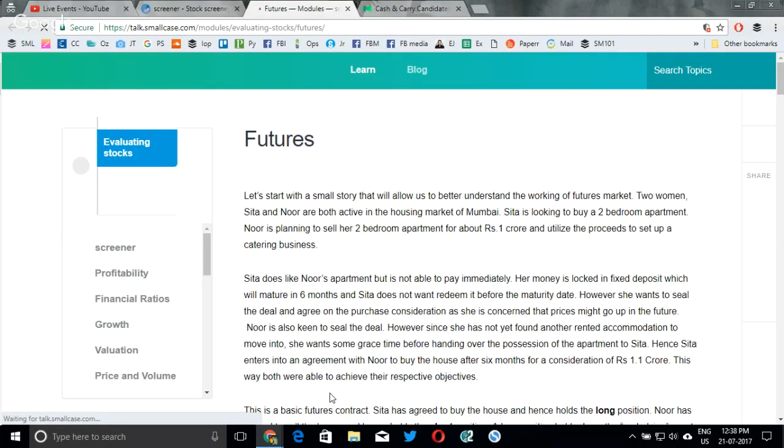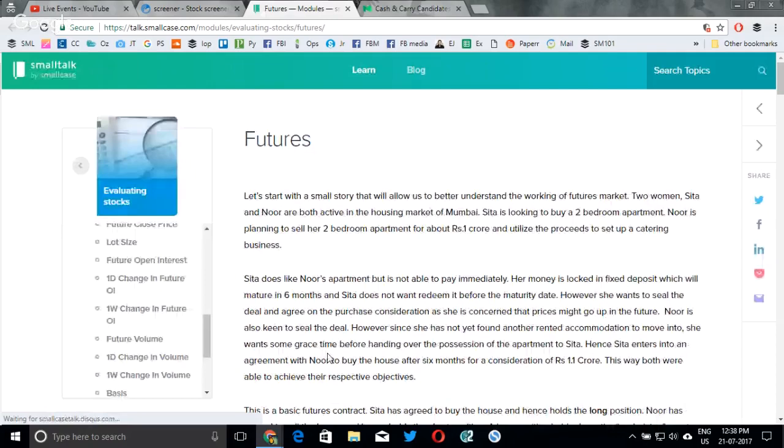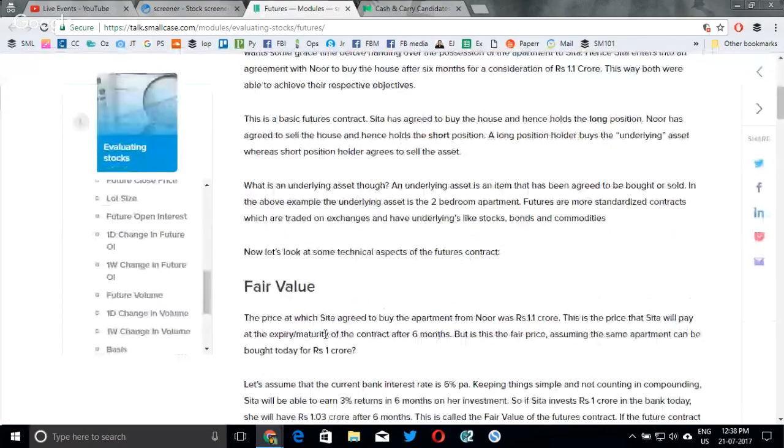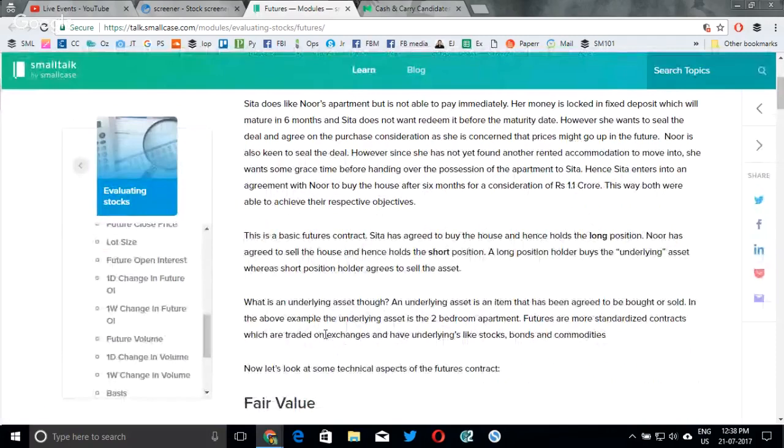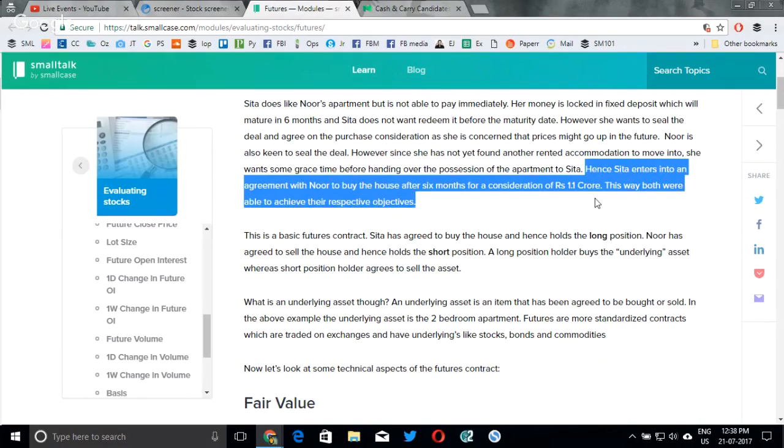Now, this will redirect you to our learning portal where we have explained all these filters in much more detail through easy to understand examples. So let's take the same example which we have explained here so that you can go back and check it out in detail for better understanding. So what's happening in this example is basically there are two ladies, Sita and Noor. Sita is trying to buy Noor's apartment, and what they have agreed for is that Sita will enter into a future contract with Noor to buy the house after 6 months for a consideration of rupees 1.1 crore.